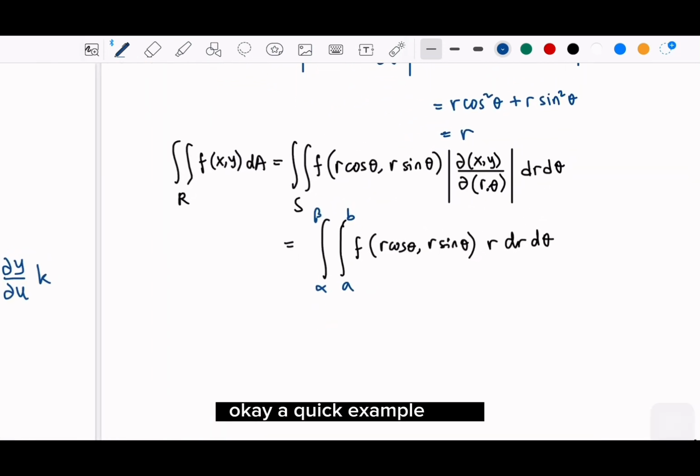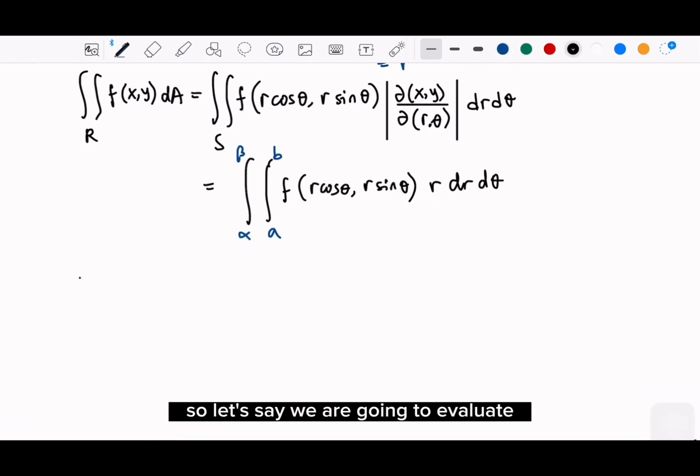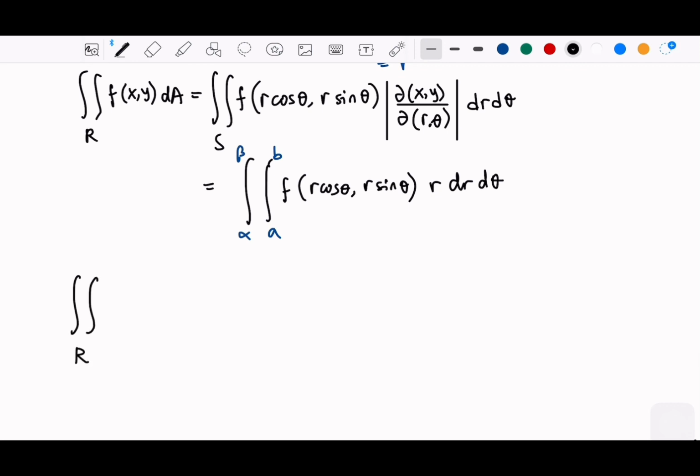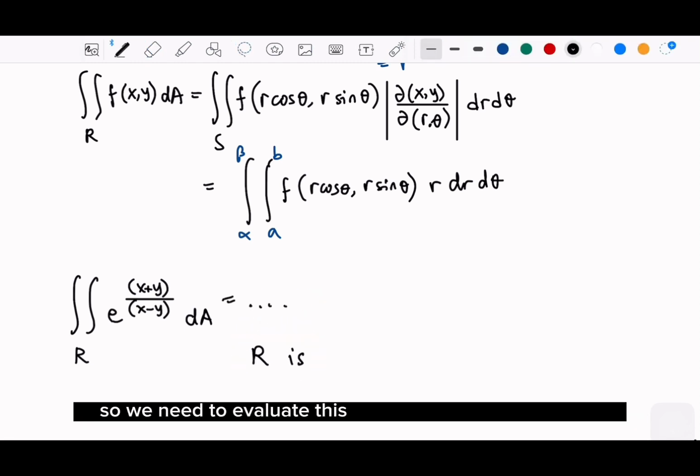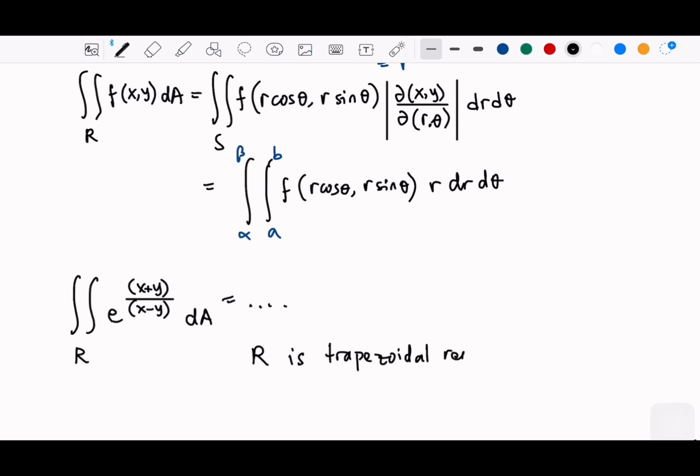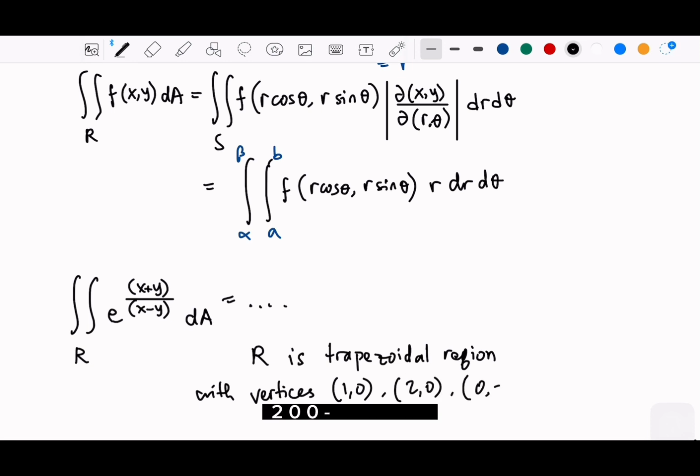Okay? So we learn on perspective how the machines read our codes and whether they understand or not, right? Okay, a quick example here. Let's say we are going to evaluate this integral. We need to evaluate this where R is a trapezoidal region with points or vertices (1, 0), (2, 0), (0, -2), and (0, -1).